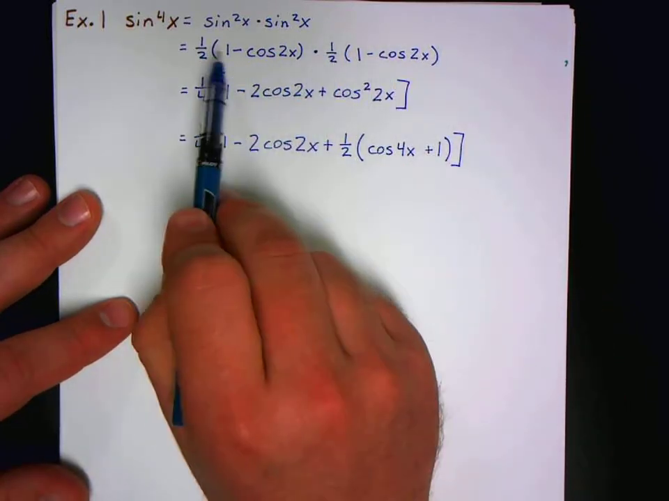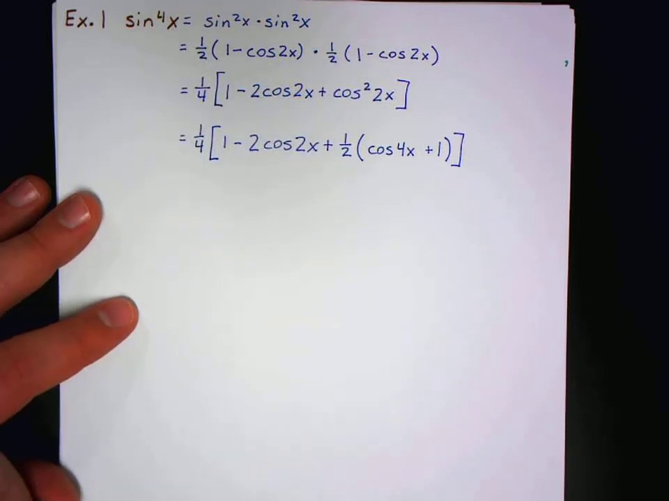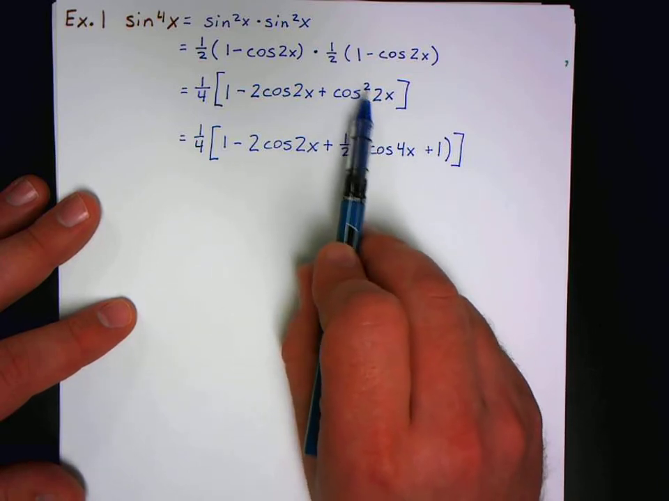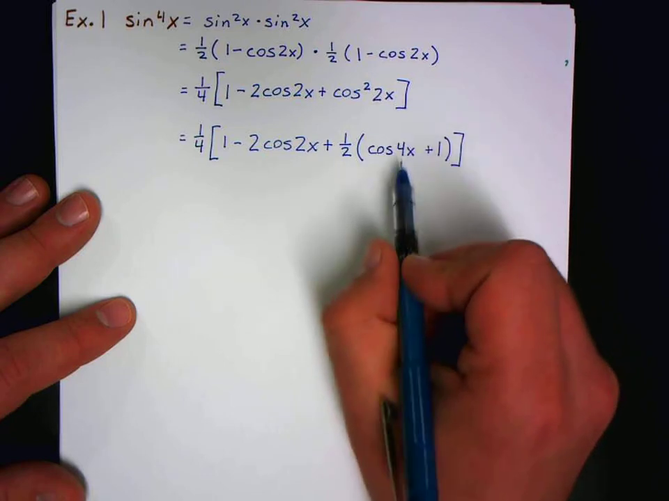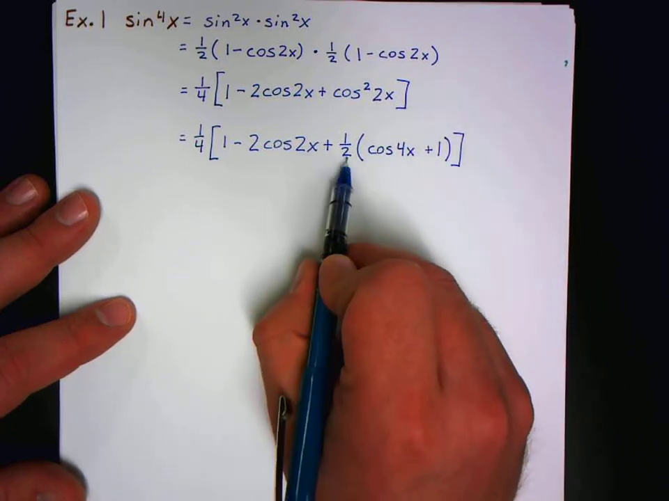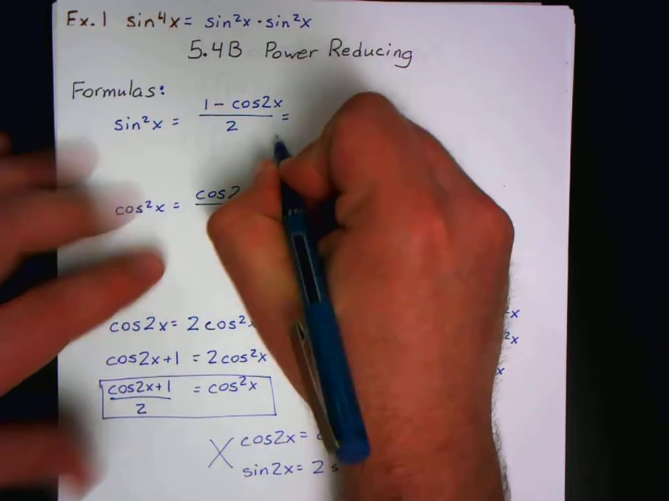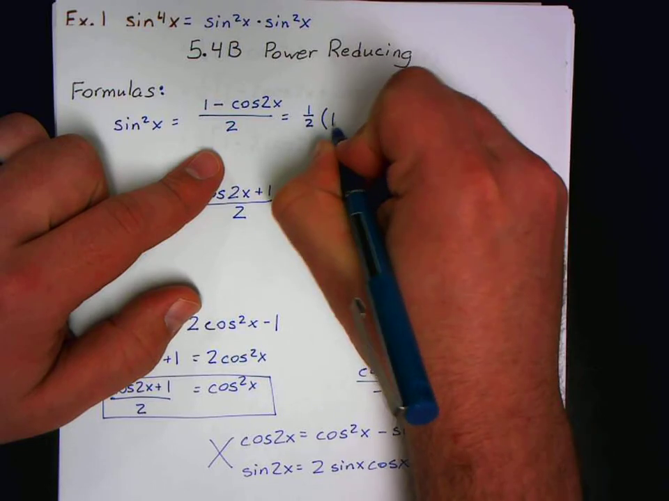Since I have a 1/2 and a 1/2, I just multiply those two together and put it out in front. For this, every time I use power reducing, I multiply the angle inside times 2. Again, instead of making this into a fraction, I can just put a 1/2 in front. So with each of these, instead of having this written as a fraction, I could always do this.